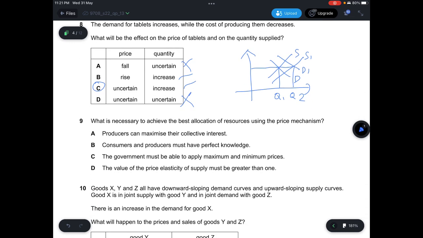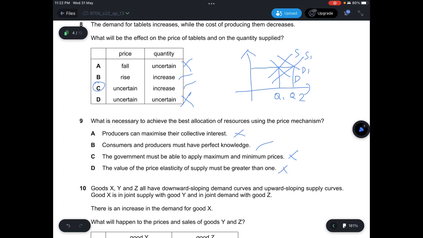Question 9, what is necessary to achieve the best allocation of resources using the price mechanism? So 9A says producers can maximize their collective interest, which is not correct. B says consumers and producers must have perfect knowledge, which is correct. And C says the government must be able to apply maximum and minimum prices, which is government intervention. We want to allocate resources using the price mechanism, so C is not correct. And D says the value of price elasticity of supply must be greater than 1. Not necessarily.